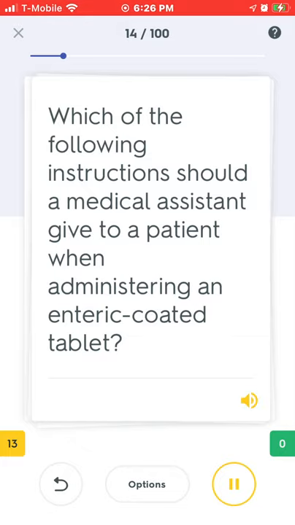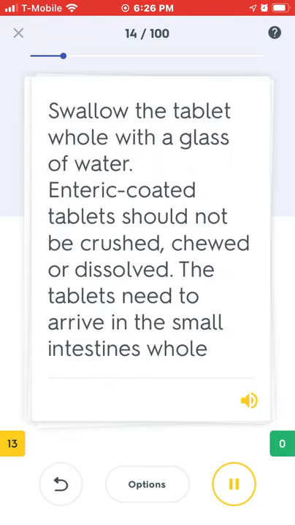Which of the following instructions should a medical assistant give to a patient when administering an enteric coated tablet? Swallow the tablet whole with a glass of water. Enteric coated tablets should not be crushed, chewed, or dissolved. The tablets need to arrive in the small intestines whole.